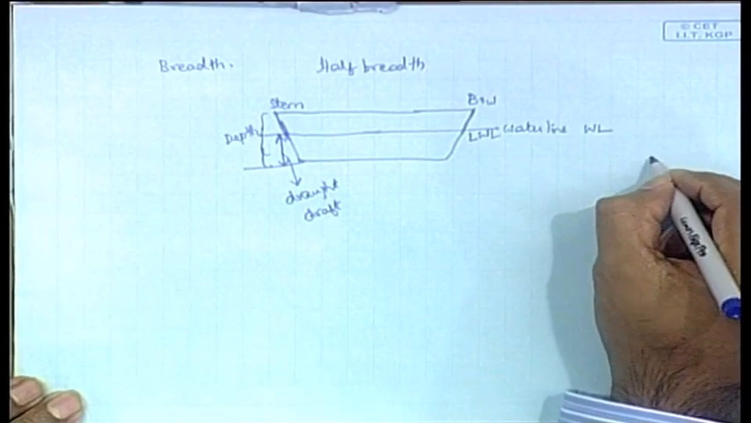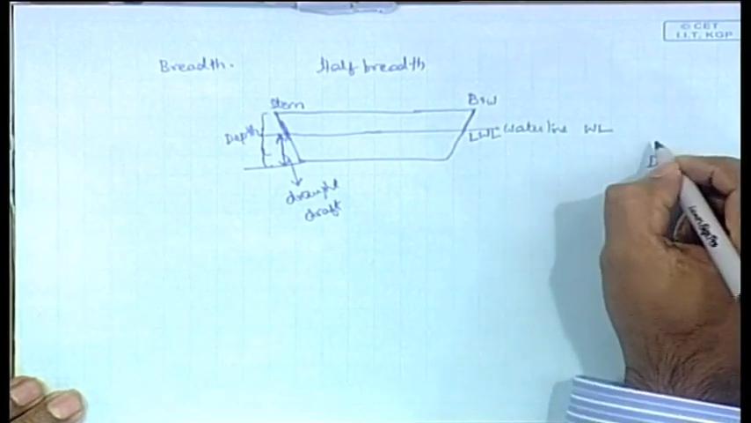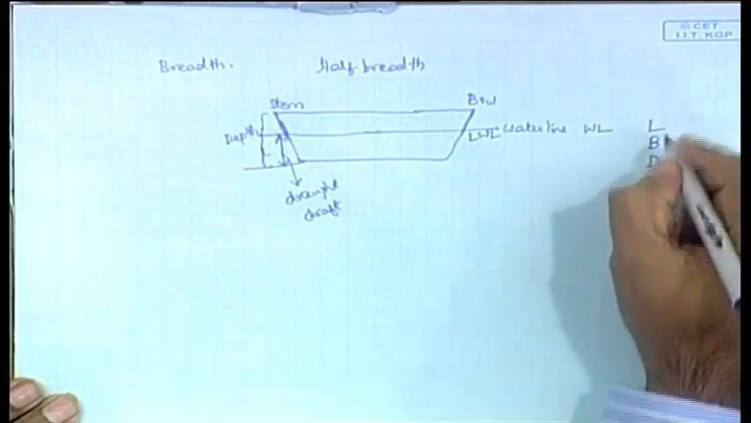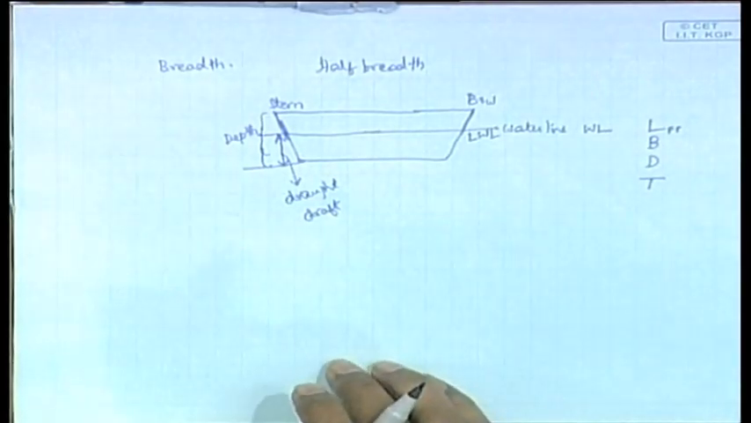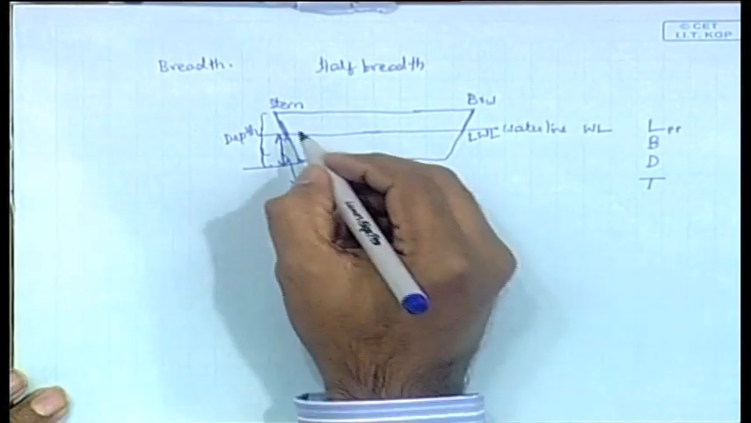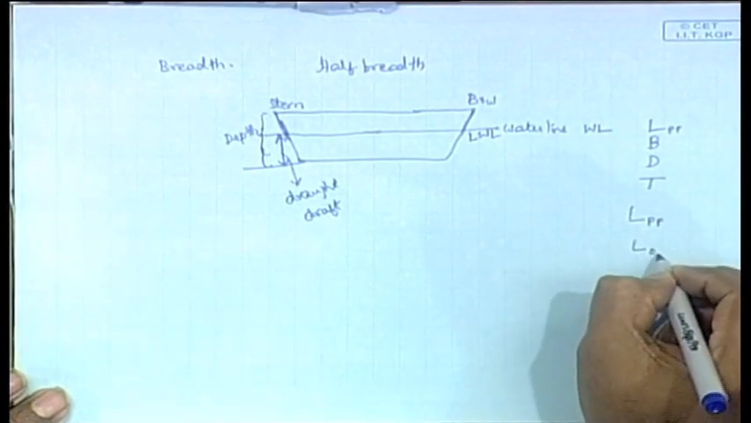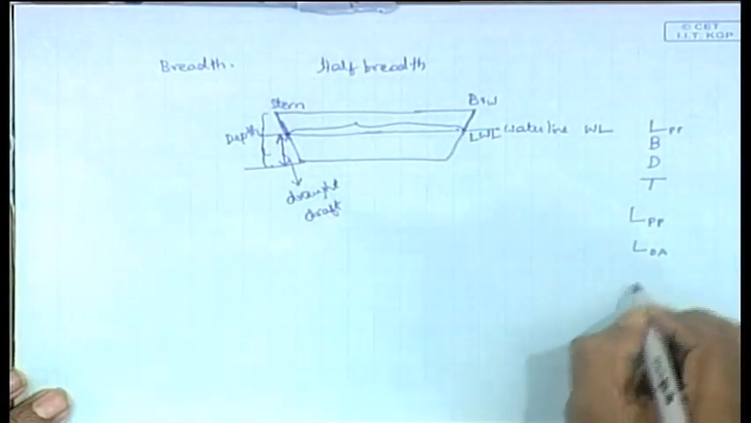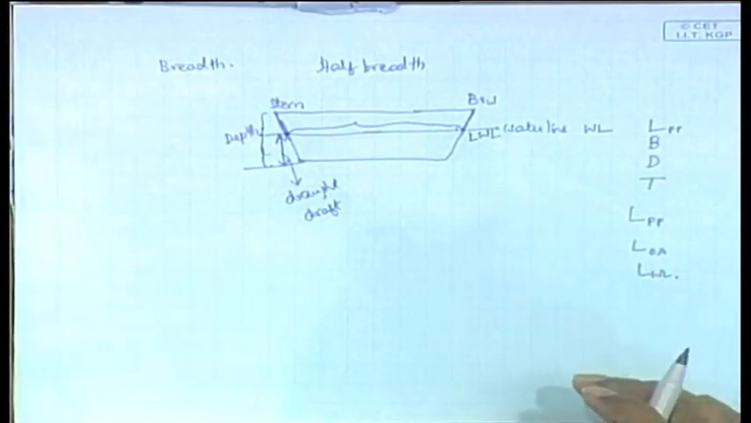In general, the depth of the ship is denoted by D, the draft of the ship by T, the breadth of the ship by B and the length of the ship by L. This is usually called LPP, and this is breadth, depth and draft. Of course, you can have one more length in addition. We already talked about two lengths, length between perpendiculars and length overall. You can also have this length, which is known as the length of water line, LWL. So, three lengths and breadth, depth and draft.